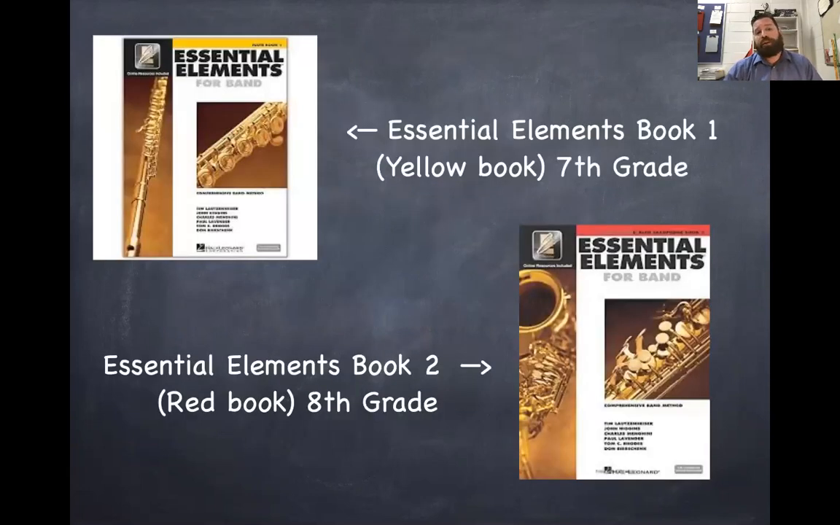If you're unfamiliar with the books I'm talking about, you can see right here at the top, the Essential Elements Book 1, which the 7th grade will be using, is the yellow book, and the Essential Elements Book 2, which the 8th grade will be using, is the red book. There is a very good chance that we might graduate to the next book throughout the year, where 7th grade will move to Book 2 and 8th grade will move to Book 3. So if we get to that point, please be on the lookout for some information on how to acquire that book.